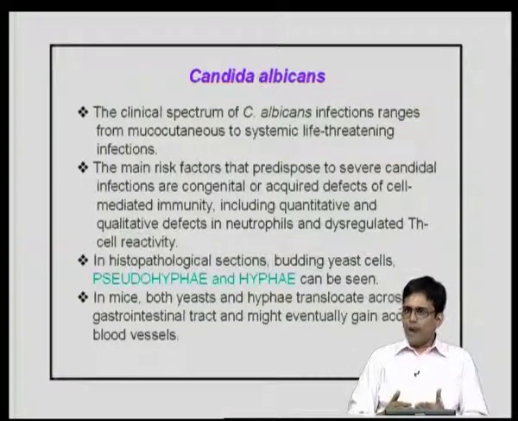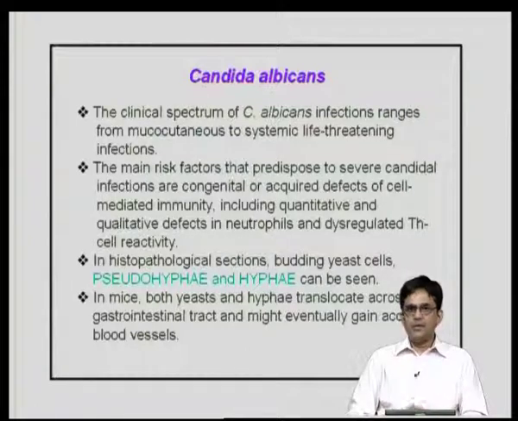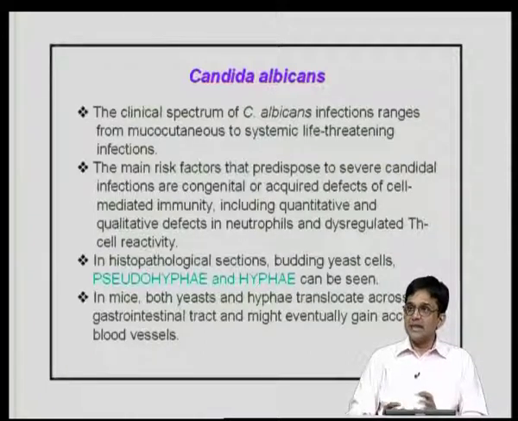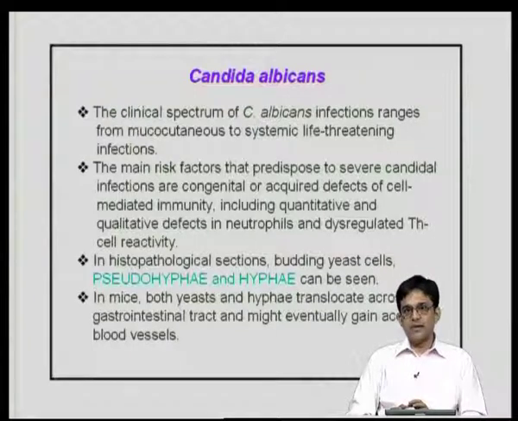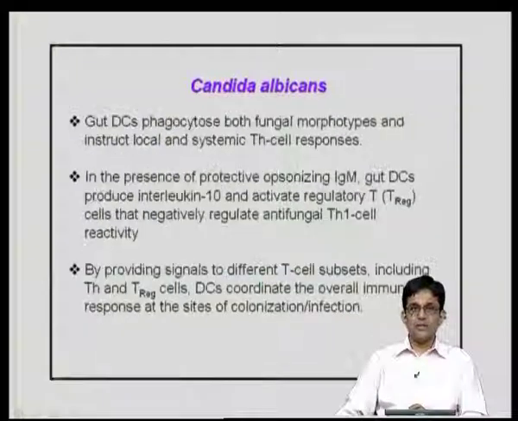And again, what you have is an immune response involving neutrophils, and T helper cells which play an important role. Often what is seen is that Candida albicans can switch from a yeast state to a pseudohyphal state, and you can see this in mice. In fact, both yeast and hyphae translocate across the gastrointestinal tract and may gain access to blood vessels.